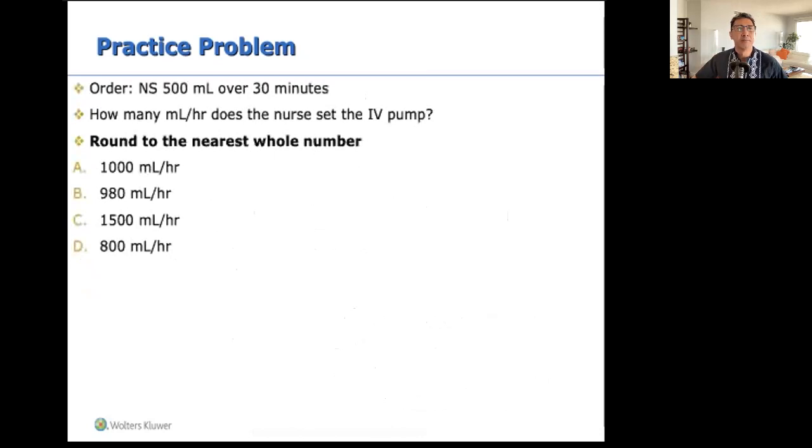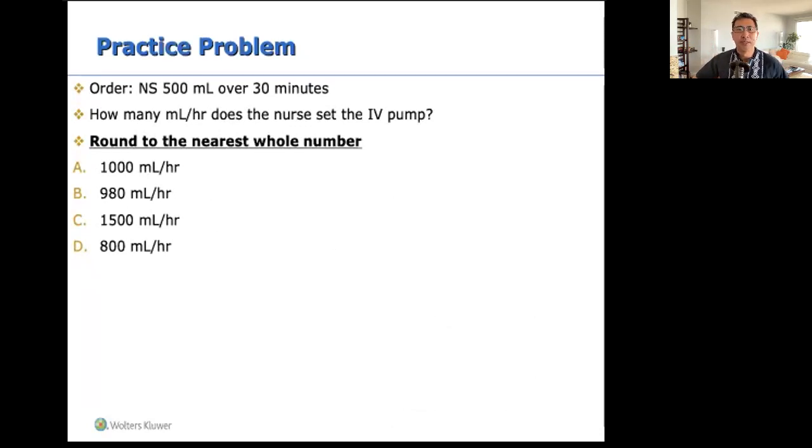This is a little different. A different problem. Order is NS 500 ml over 30 minutes. The question is, you as a nurse, what are you going to set the pump to? 500, 200, 100. It's up to you. So let's calculate this. How are you going to set the pump and round to the nearest whole number?